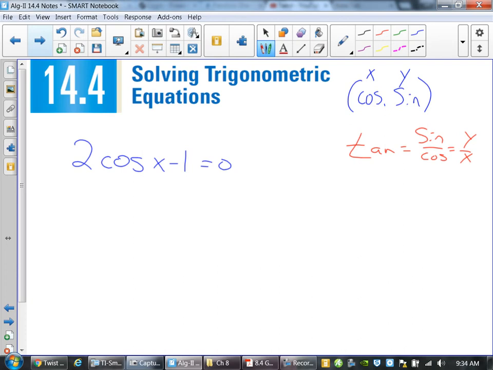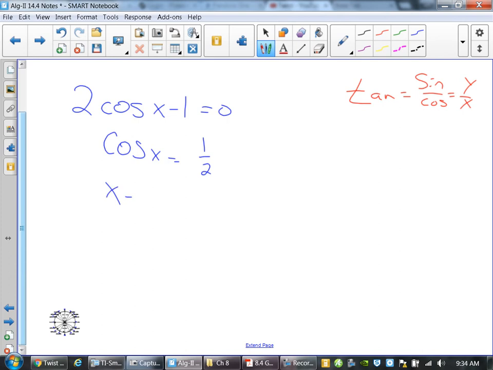Good. So everybody in agreement that I'm going to get cosine of x equals 1/2? And then this goes to the idea of how you undo a cosine. You inverse it. So when you inverse your cosine, you're going to get x equals cosine inverse of 1/2. So where is cosine equal to 1/2? What triangle is that? There's no calculator.